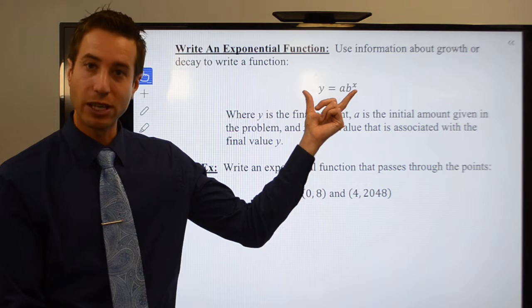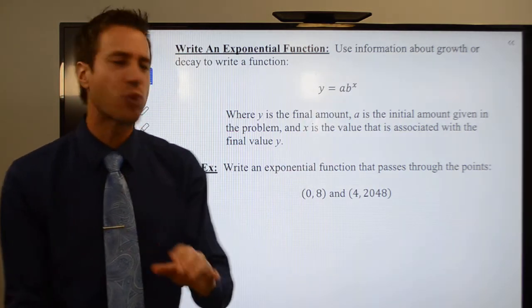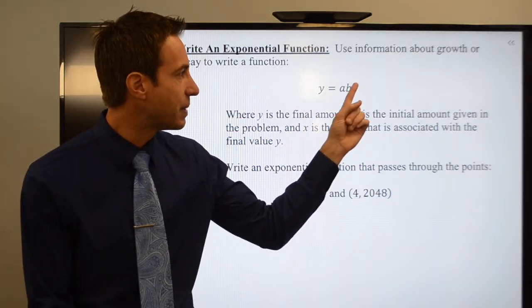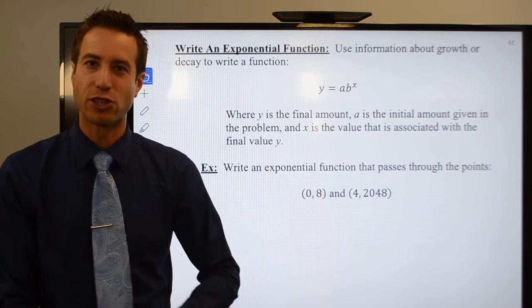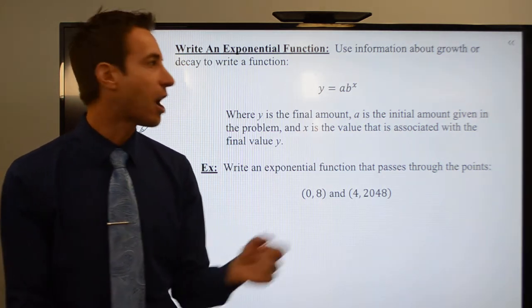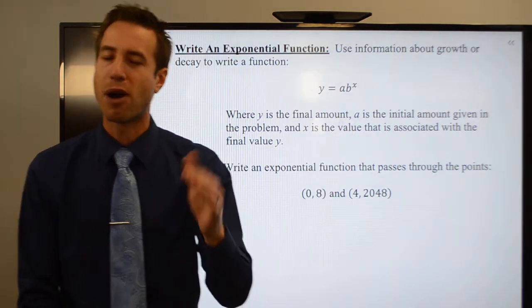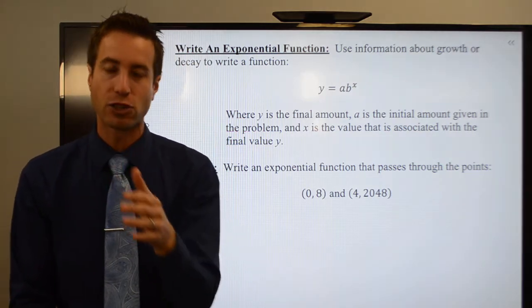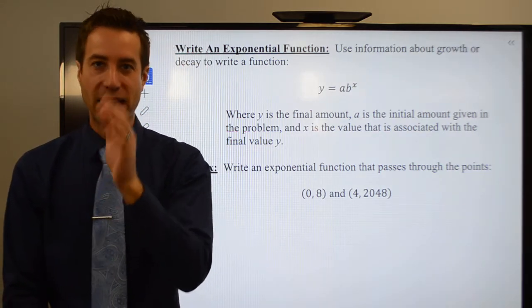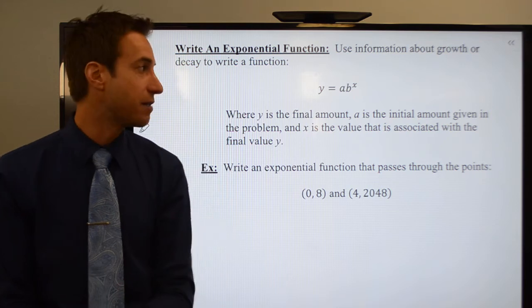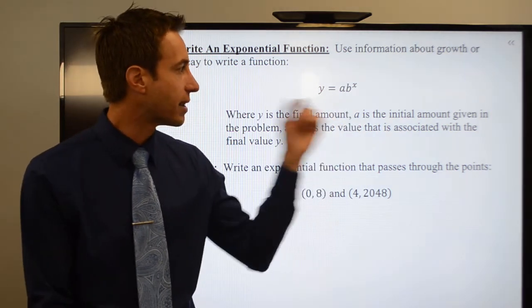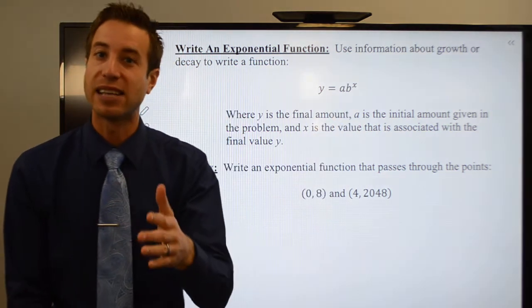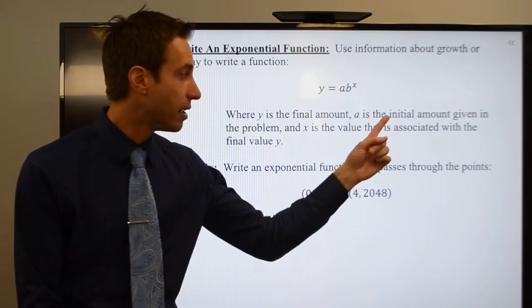This is our general equation for an exponential function. You'll recognize most of it, right? This b to the x looks like an exponential function. But what we've got here is this a out front, which shouldn't surprise you. We talked about graphing exponential functions where you have a constant in front of the exponential function. That's all that a represents. Essentially, it's going to be our initial amount.